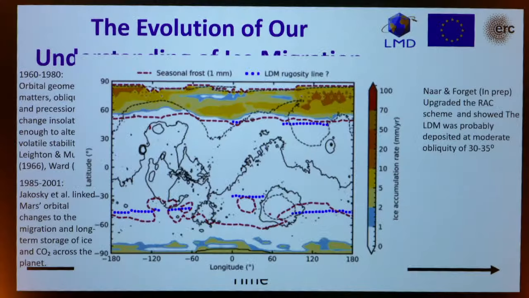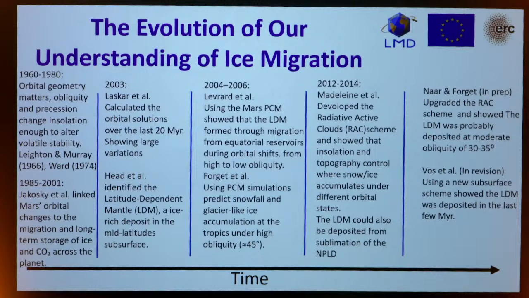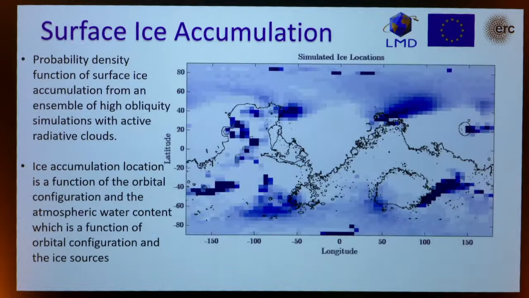You saw this figure many times. And just last year, our team showed, using a new subsurface scheme that JB showed before, and I will elaborate, that the latitude-dependent mantle was deposited in the last few million years. So we can run the model in many orbital configurations, and this is what I show here.